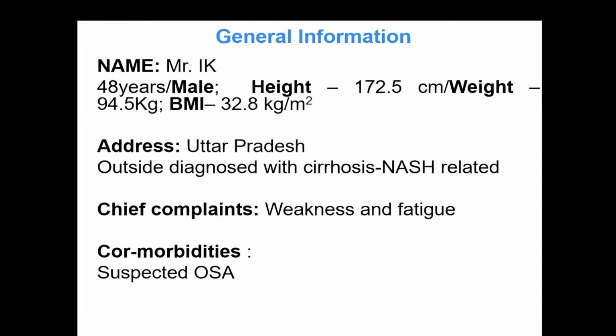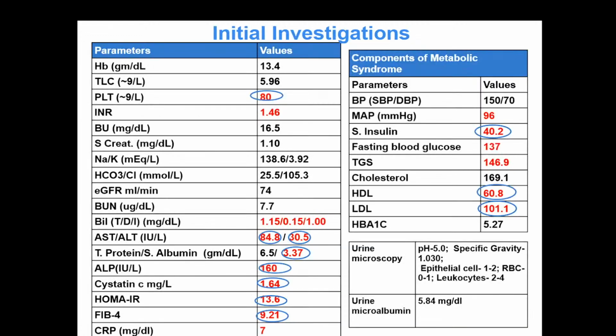This was a 48-year-old gentleman with a BMI of 32, from Uttar Pradesh, who was diagnosed outside with chronic liver disease, and his chief complaints when he presented to us in the outpatient department were weakness and fatigue. He had comorbidities of suspected obstructive sleep apnea. On clinical examination, he had no ascites, no pedal edema, he was non-icteric, so he had no clinical signs relevant as far as decompensation was concerned.